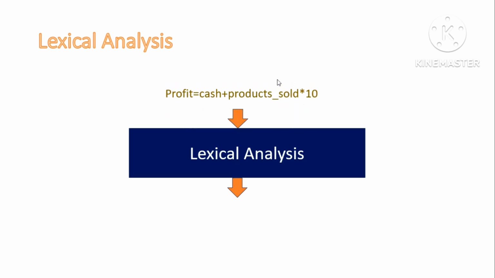Now this statement, profit equal to cash plus product sold into 10, will be converted to ID1 equal to ID2 plus ID3 star 10. So we have already learned about how these identifiers have been named in the previous slide.